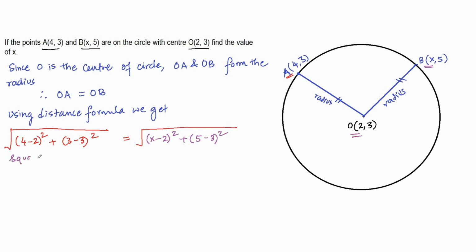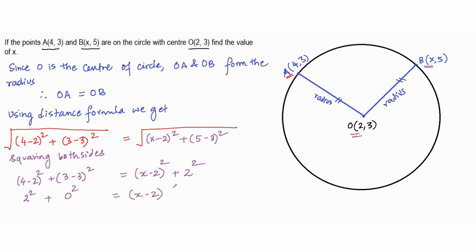Now squaring both sides, we get 4 minus 2 the whole square plus 3 minus 3 the whole square is equal to x minus 2 the whole square plus 5 minus 3 the whole square. So 2 square plus 0 square is equal to x minus 2 the whole square plus 2 square.